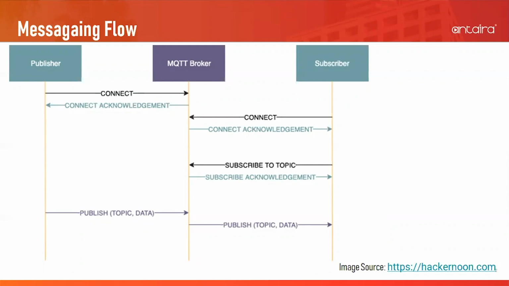A connection needs to be established before the subscriber can subscribe to a topic from the MQTT broker. The publisher and the subscriber don't need to know the presence of each other because they only need to communicate with the MQTT broker.